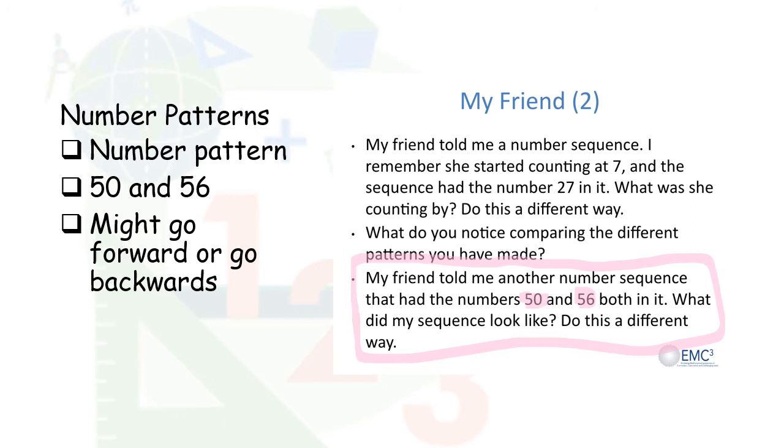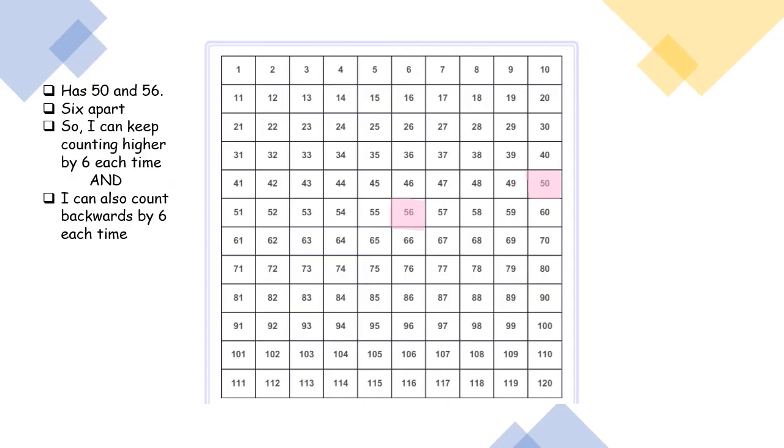When I started at 7, it was a bit hard to go backwards from there because that was a one-digit number. But 50 is a two-digit number and it's in the middle. So I might be able to go backwards or forwards. So I highlighted my 50 and my 56, and you can see that. And I know that they are 6 apart because 50 plus 6 is 56. So I can count higher each time by 6. But I can also count backwards by 6.